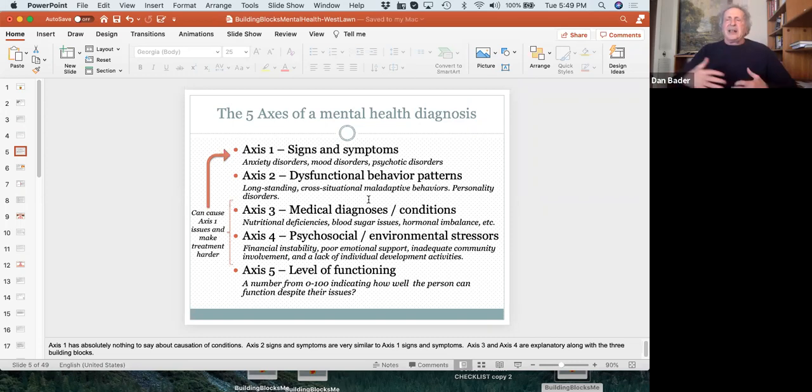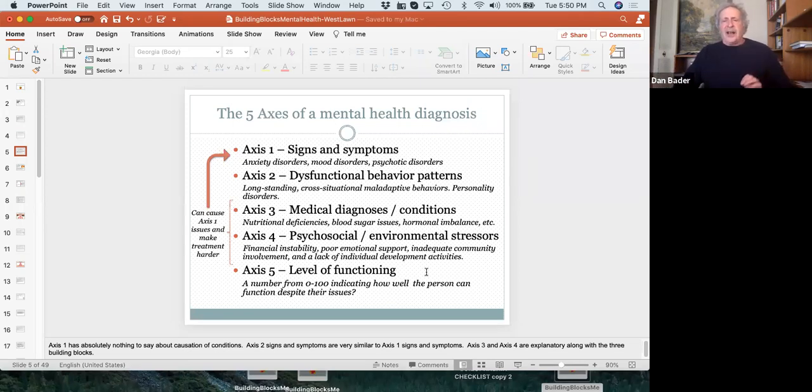Now, Axis 3 is very, very important. It's medical diagnoses. That could be something like cancer. It could be cardiovascular disease. Could be all the usual kinds of medical diseases. But it also includes nutritional deficiencies, blood sugar issues, hormonal imbalances, etc. And that's very important to note. Axis 4, which disappeared, was really a good axis to understand what's going on. That was about psychosocial environmental stressors. So that could be financial instability, poor emotional support, inadequate community involvement, and a lack of, as I put it, individual development activities. It could also be legal problems. They could say marital difficulties, etc.